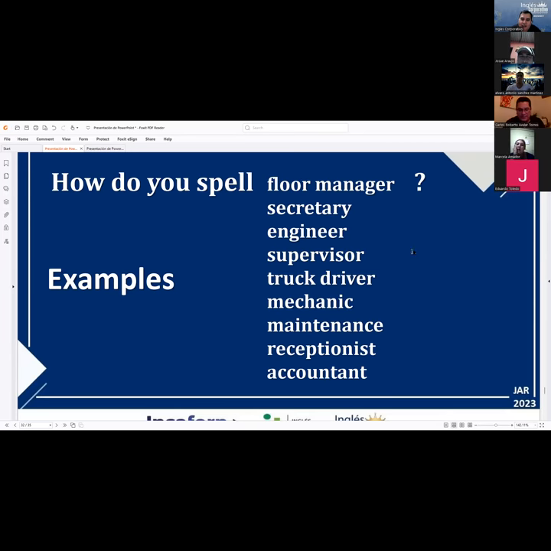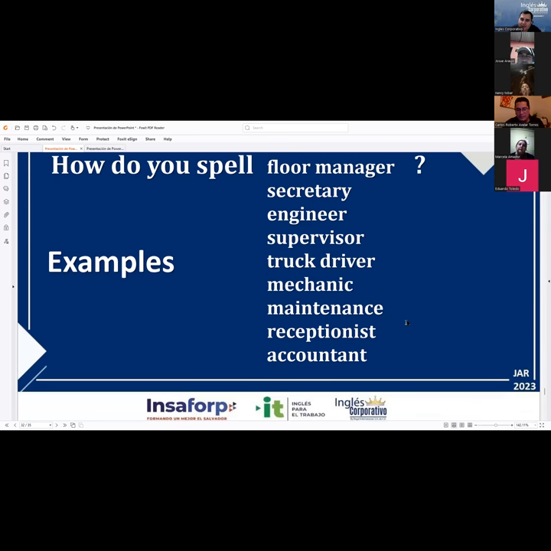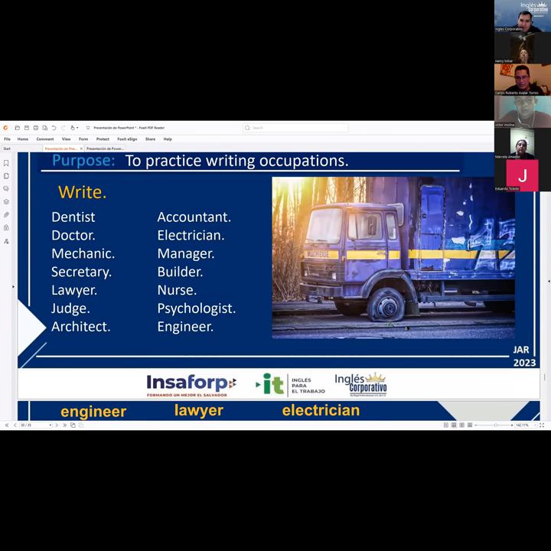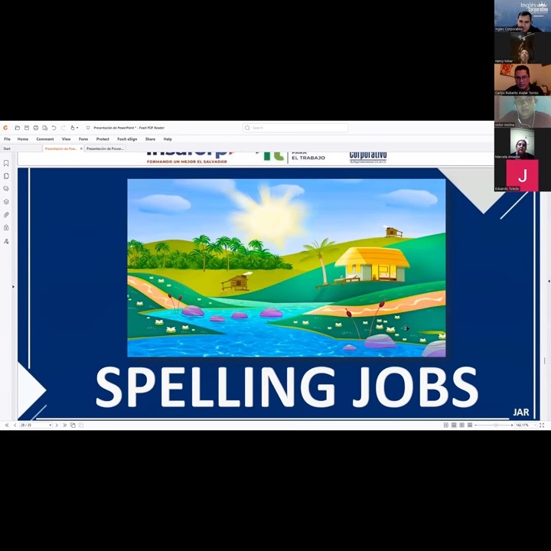Let's see. How do you spell dentist? D-E-N-T-I-S-T. Excellent. How do you spell doctor? D-O-C-T-O-R. Very good. How do you spell lawyer? L-A-W-Y-E-R.